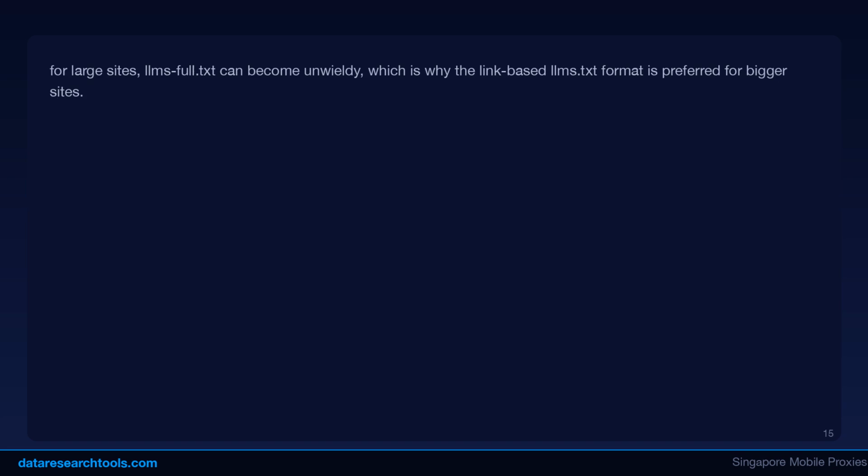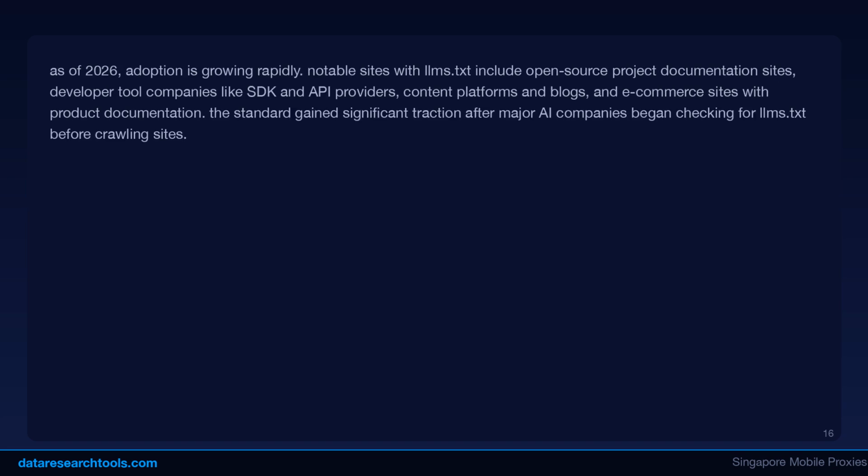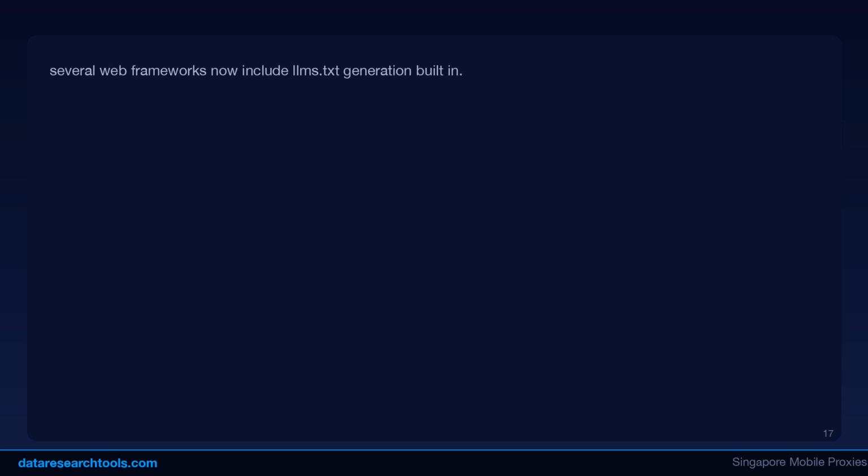For large sites, llms.full.txt can become unwieldy, which is why the link-based llms.txt format is preferred for bigger sites. llms.txt's adoption is growing rapidly. Notable sites with llms.txt include open-source project documentation sites, developer tool companies like SDK and API providers, content platforms and blogs, and e-commerce sites with product documentation.